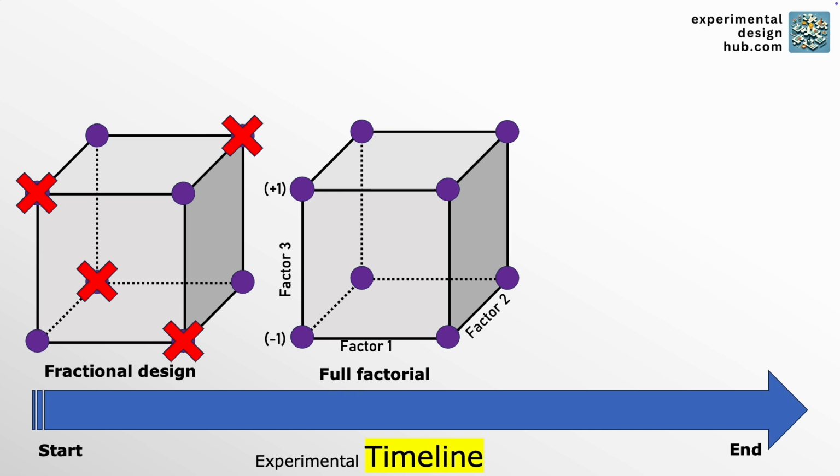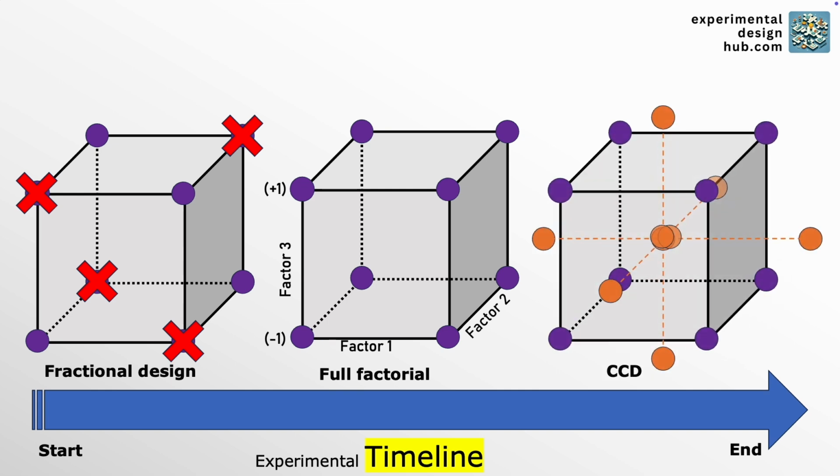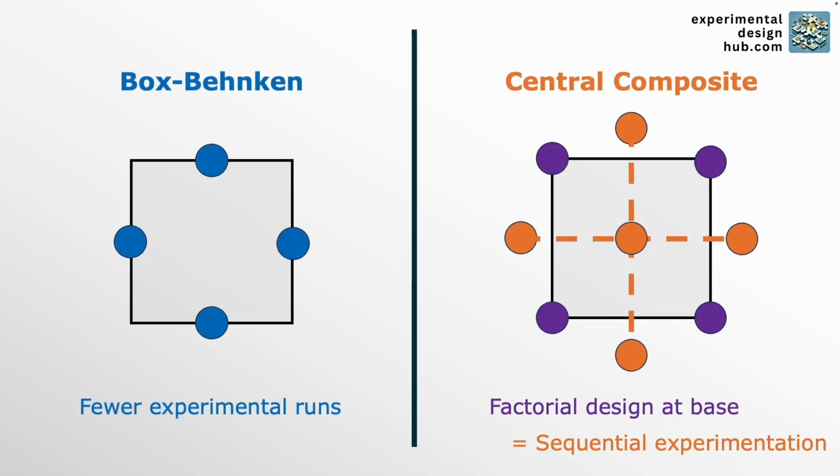And if that is still not enough to describe your system and you find that it is necessary to capture curvature, you also add the axial points to the design. This iterative approach is called sequential experimentation, and it's a great benefit of central composite designs. Because often when you start a project, you have little to no knowledge about your factors, how they interact, which factors are even significant, and whether or not there is even a curvature in your response.